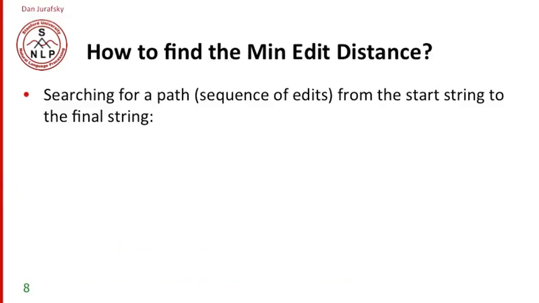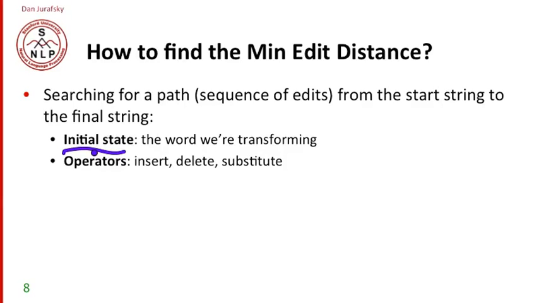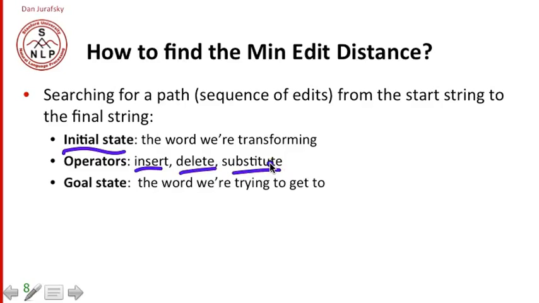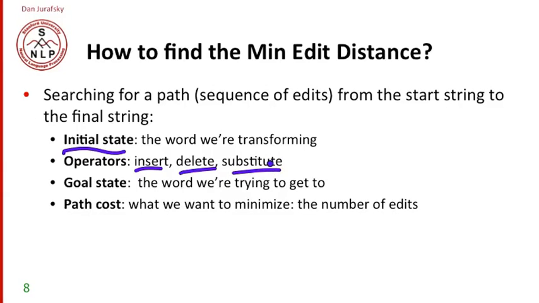Our intuition for the algorithm is to search for a path, and by path we mean a sequence of edits from the start string to the final string. So we'll start with an initial state, so that will be the word we're transforming. We'll have a set of operators, insertion, deletion, substitution. And we'll have a goal state, that's the word we're trying to get to. And finally, we'll have a cost for the path of getting there, and that's the thing we're trying to minimize. So that's the number of edits.